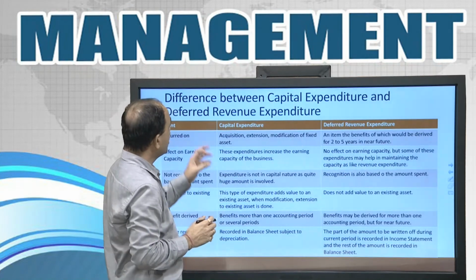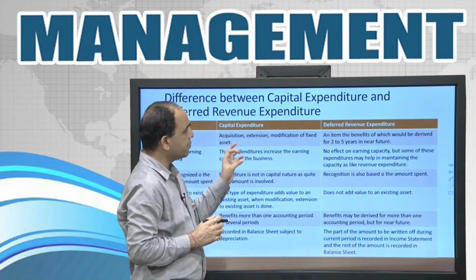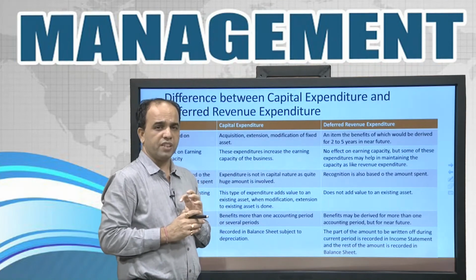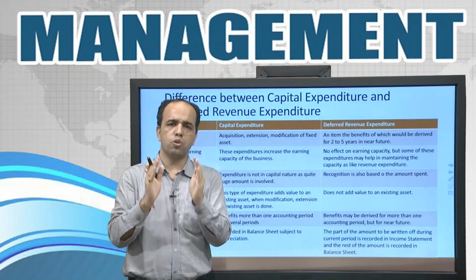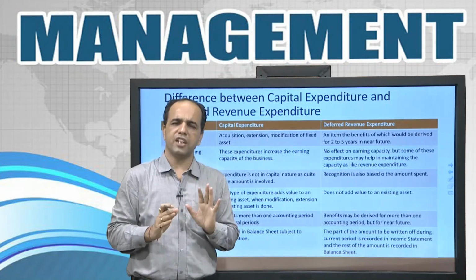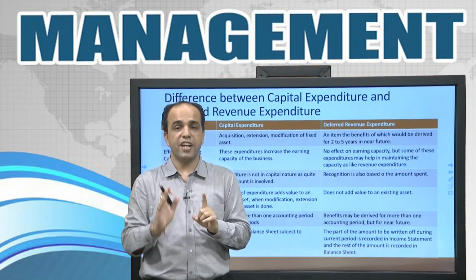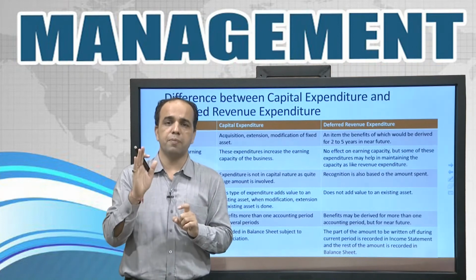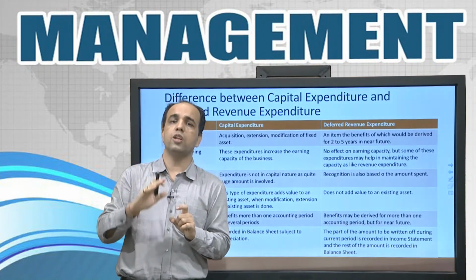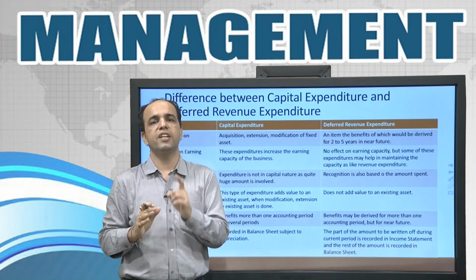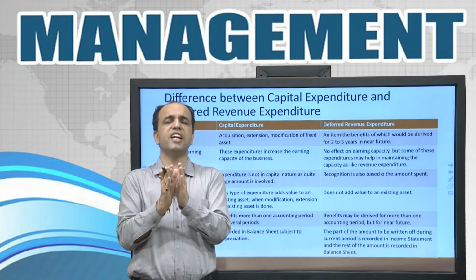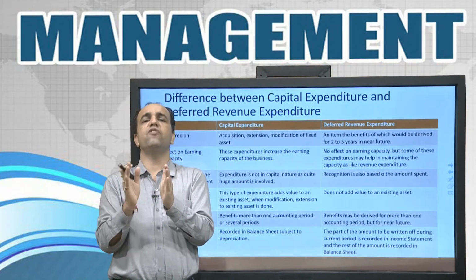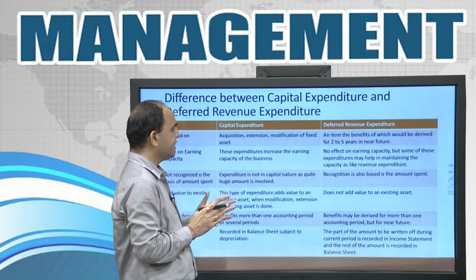Friends, very important is capital expenditure and deferred revenue expenditure. See, the logic is, if the benefit is for more than 1 year, it should be capital expenditure. But wait, in revenue expense also, if the benefit we are going to get is for more than 1 year, then it would be treated as deferred revenue expenditure. So, friends, there is a wafer thin line between capital expenditure and deferred revenue expenditure. Let us discuss it.